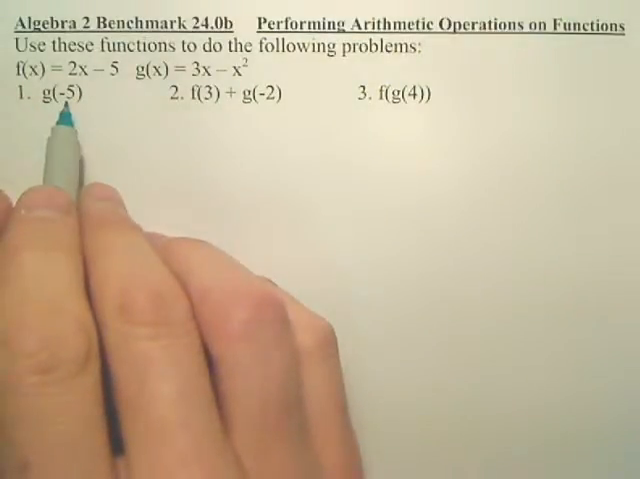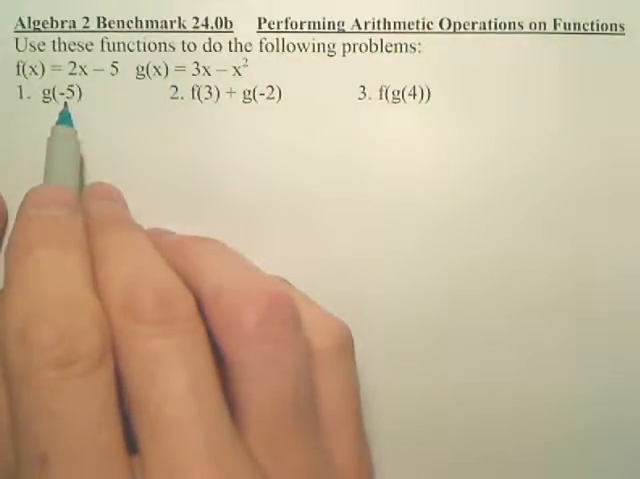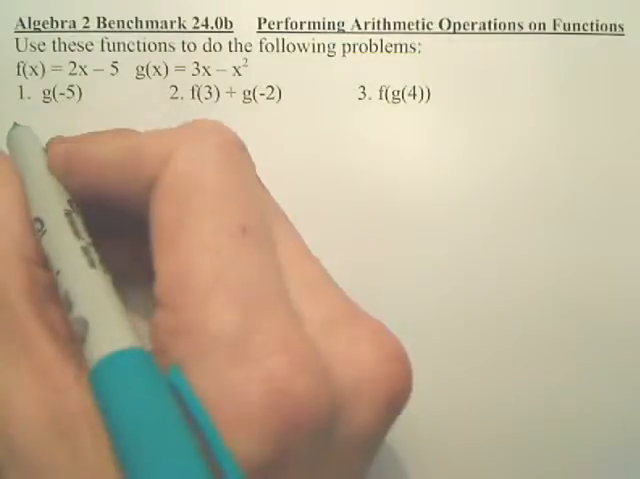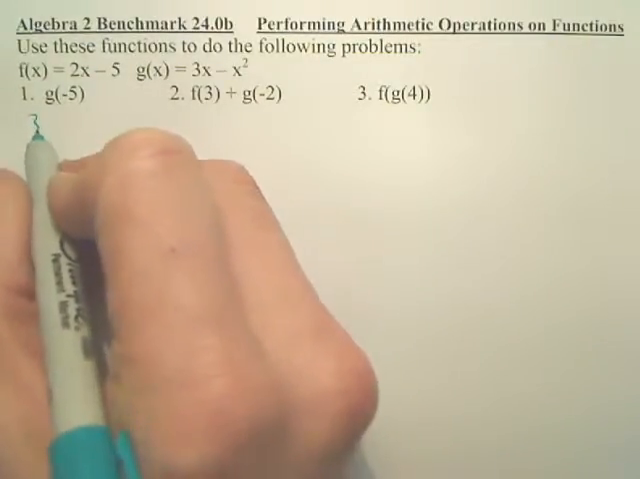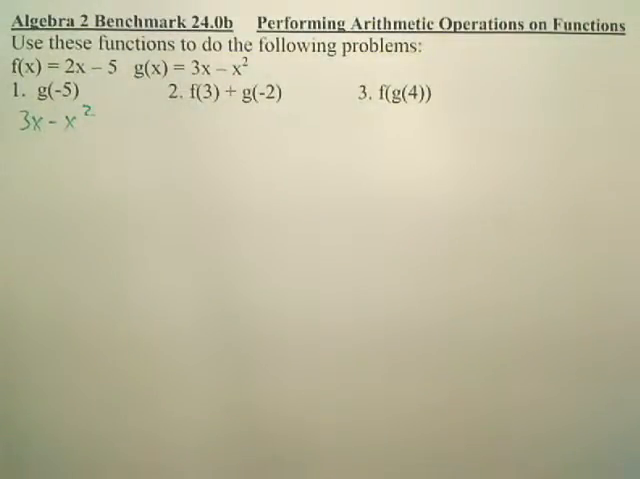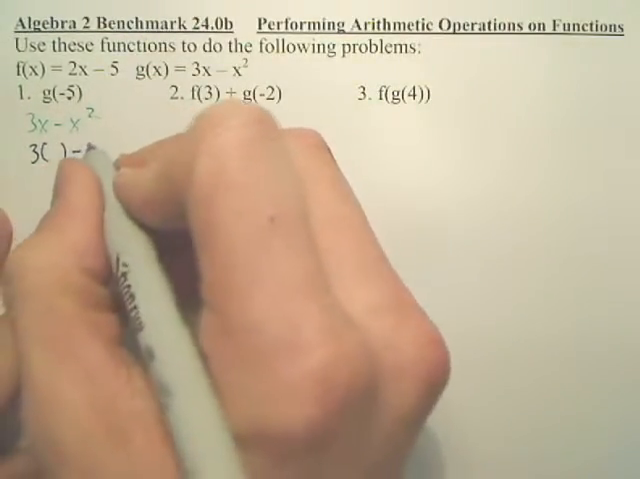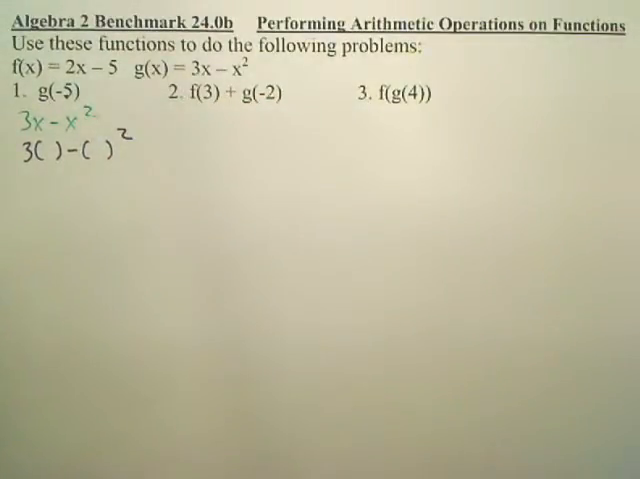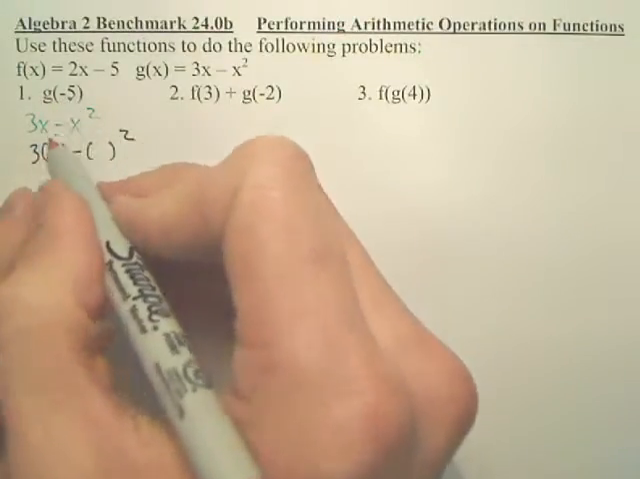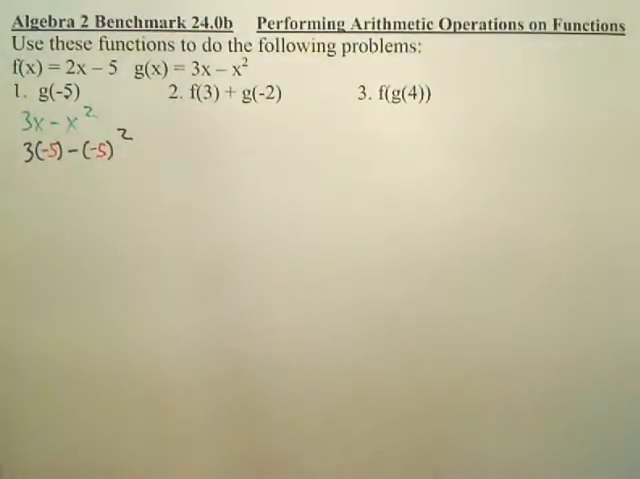g of negative 5 is basically saying find g of x and put negative 5 into x. So g of x is 3x minus x squared. That's g of x. And what is it saying to plug into x? Negative 5. So we're going to take this, replace the x's with brackets, and what are we going to again put in for x? That number right there, negative 5. And then we simplify.